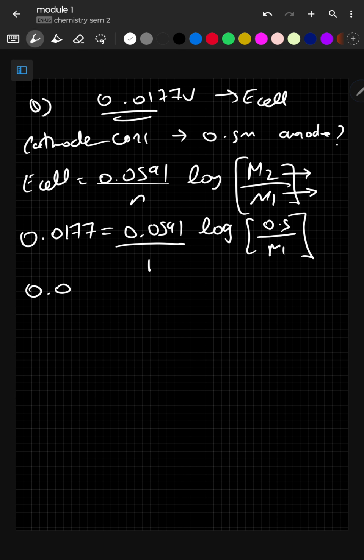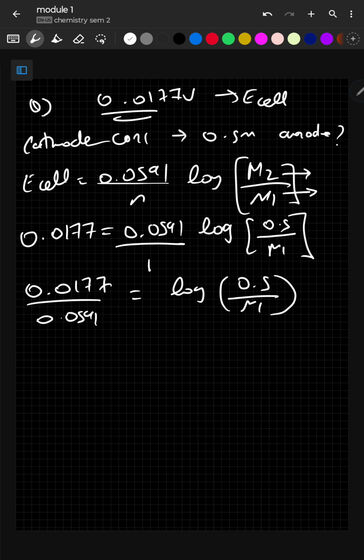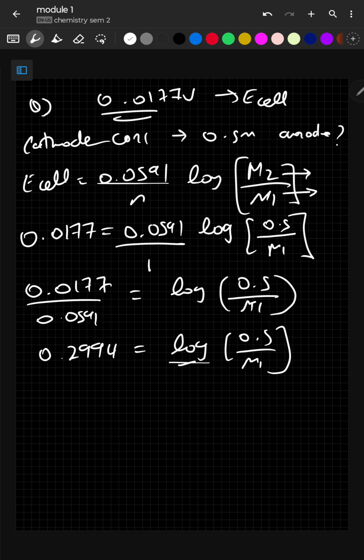So 0.0177 by 0.0591 equals log of 0.5 by M1. This is the same. This is going to stay like this only. 0.2994 equals log of 0.5 by M1. Till here it is correct. Now what we need to do is remove this log, we have to take the antilog. To take the antilog, you have to raise 10 to the power of that. Did you understand? Don't ever take it separately.